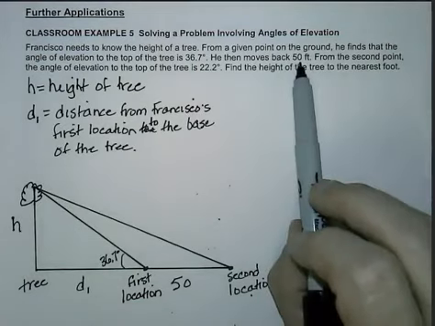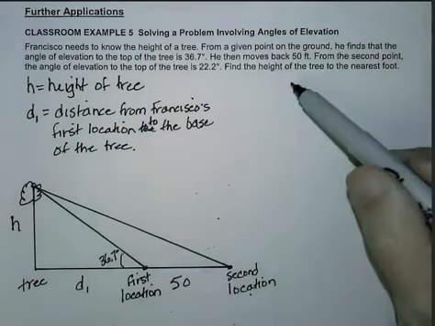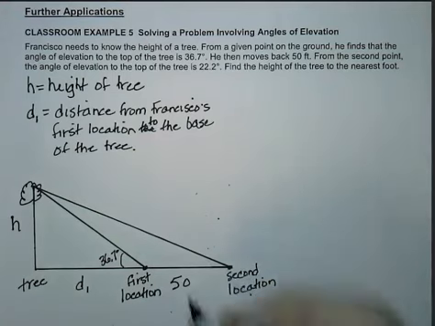Then what happens is he moves back 50 feet. So this is his second location. And from that point, the angle of elevation to the top of the tree is 22.2 degrees. So we've got a different angle here.